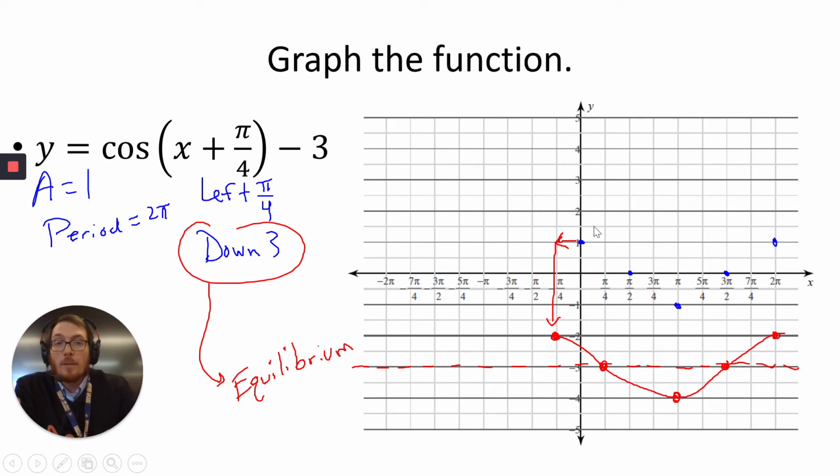Then I needed to move all the points to the left pi over 4, which on this graph paper is just one location, to the left pi over 4 and down 3, and I just do that for all the main locations, and that's where it should be. Anytime you move up or down, that's when the equilibrium changes from the x-axis. So notice here, I even put a dotted line to represent, oh, that's the new equilibrium location. So everything amplitude-wise is up 1 and down 1 from that dotted line.